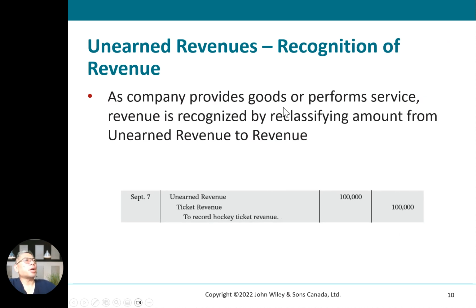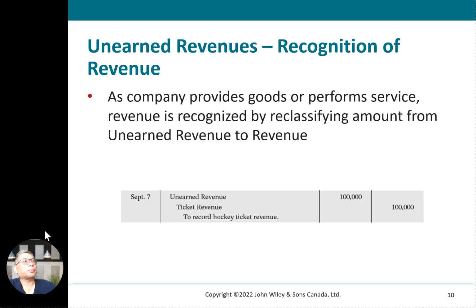So under unearned revenue, when a company provides goods and performs service, revenue is recognized as the amount moves from unearned revenue to revenue. So as of September 7, unearned revenue is 100,000 debit, ticket revenue 100,000 credit to record hockey ticket revenue. So this is, I guess, Maple Leafs.